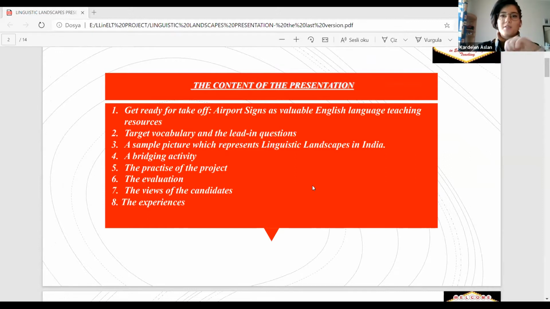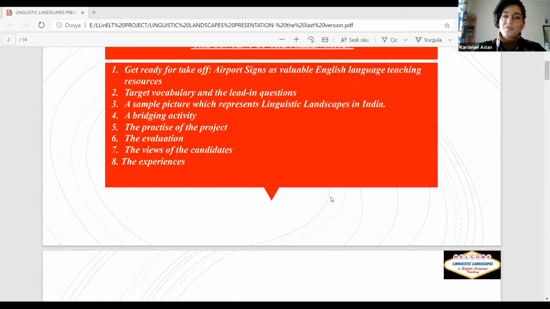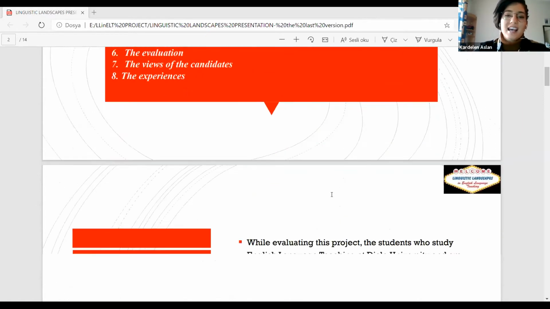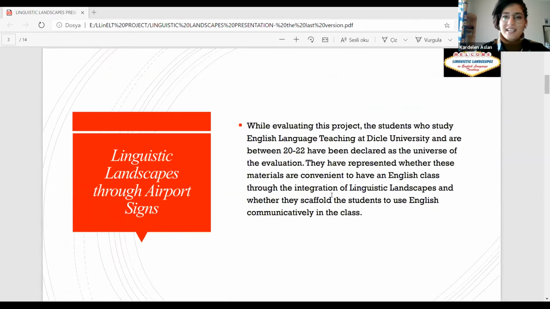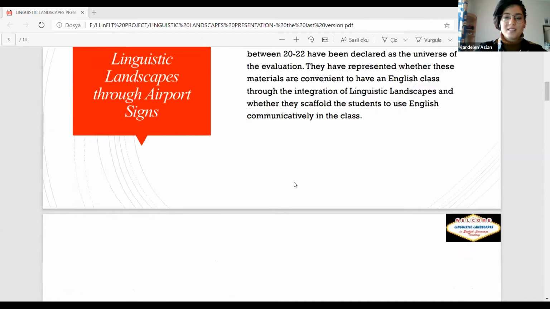And then we will talk about 3 sessions of the classroom, which are the pre-activity session, while-activity session, and post-activity session. And after that, we will talk about the practice of the project, the evaluation, the views of the candidates, and the experiences. While evaluating this project, 4 English language teacher candidates from Dijon University, who are between 20 and 22 years old, have been selected as the universe of this study. So they will be the ones who will evaluate my project according to some evaluation criteria.